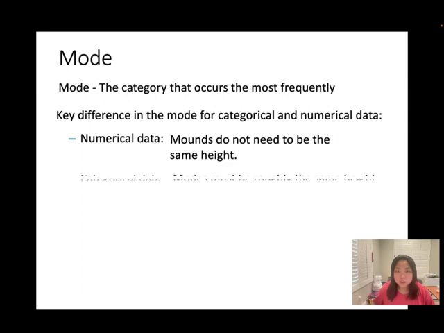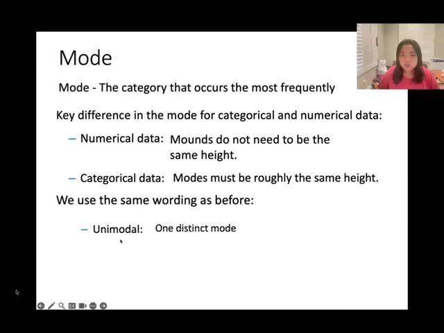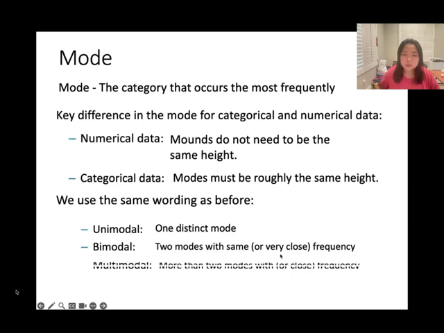But for categorical data, the modes must be roughly the same height. If we have bimodal, both frequencies are about the same. We use the same wording as for numerical data. Unimodal: one distinct mode, only one value has the highest frequency. Bimodal: 2 modes with the same or about the same frequency. Last one, multimodal: more than 2 modes, meaning 3 or more values have really close or the same frequency.